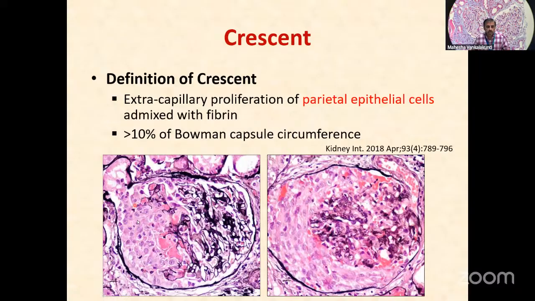So here, this is all the Bowman space that is being occupied by the proliferating parietal epithelium, which is partial in this Bowman's space, whereas the entire Bowman space is occupied by the cellular crescent, which is encroaching upon the underlying tuft.